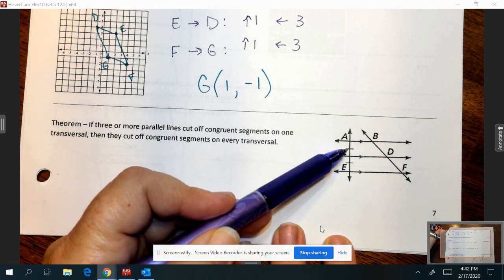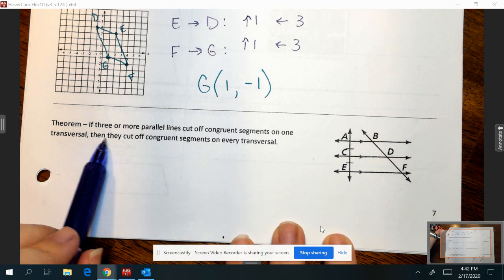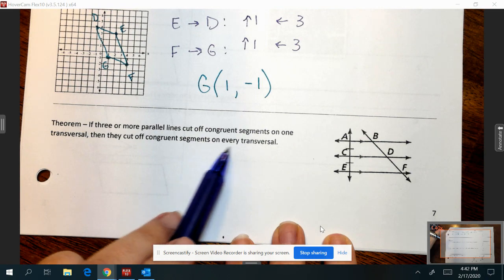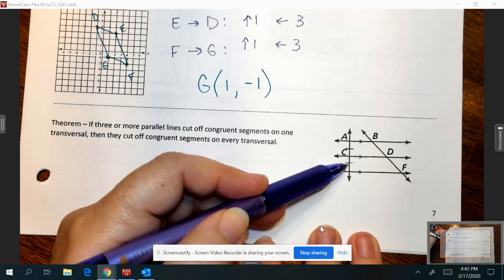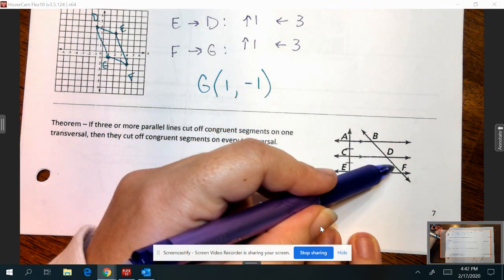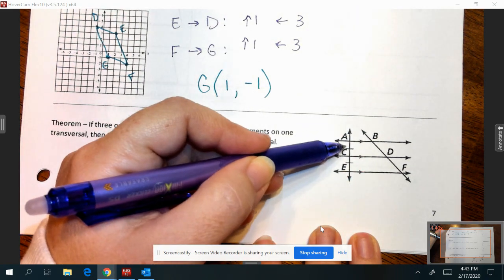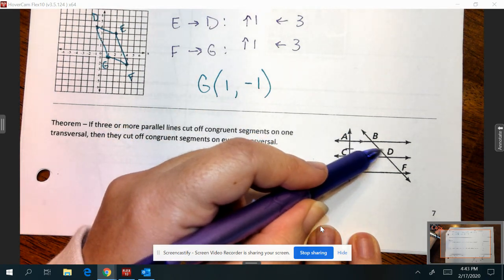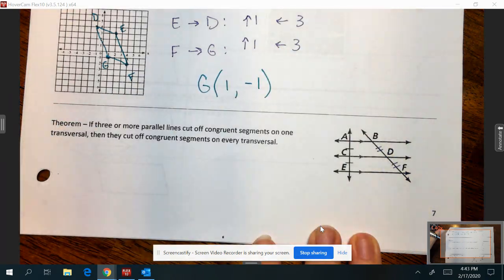This transversal has been cut into 2 congruent pieces between the parallel lines. Then they cut off congruent segments on every transversal. So what that means, since these two are congruent, these over here must also be congruent. It doesn't say that BD and AC are the same. It just says BD and DF have to be the same. So I'm going to put 2 markings on those.